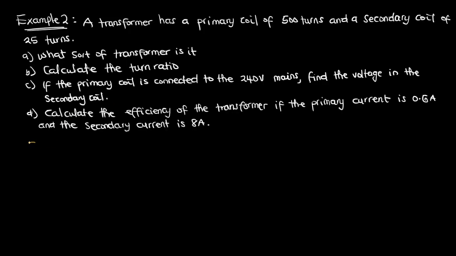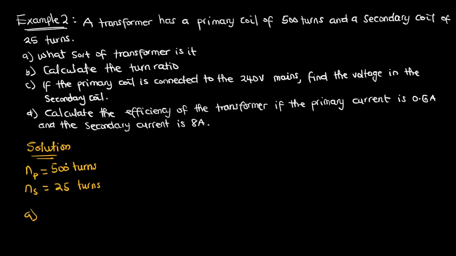Let's dive in. So we write down our solution. So the transformer has a primary coil of 500 turns. So our number of turns in the primary, NP, is 500 turns. Okay, and then the secondary coil has 25 turns. So our NS is 25 turns. Okay, now they are asking us A, what sort of transformer is this? Now, if the primary coil has more turns than the secondary, this is a step down transformer because it is moving from 500 to 25. So it's a step down transformer, right?